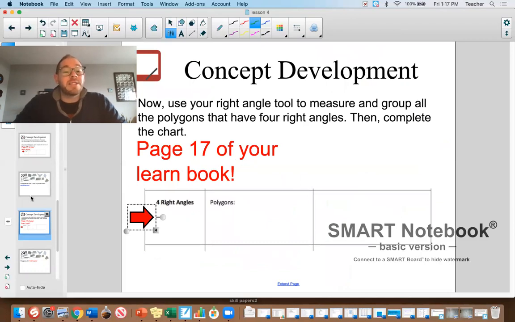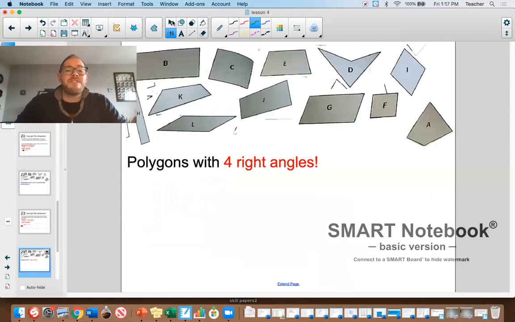Welcome back, grade threes. The next thing our Learn book is asking us to do is to find four right angles in a shape. So we're going to be looking at our shapes and seeing which ones have four right angles. Make sure you're ready to write it down in your problem set and draw one picture. So let's get ready and go through it.